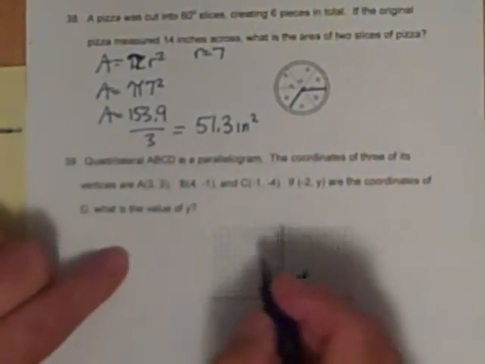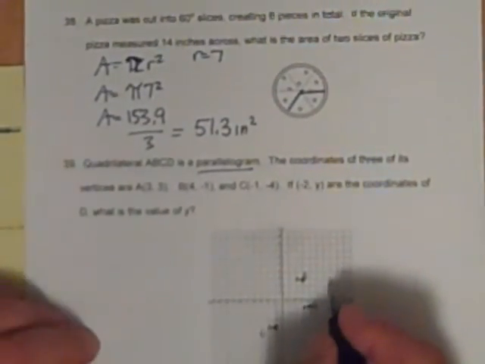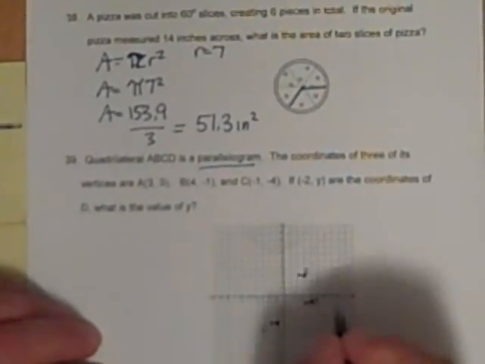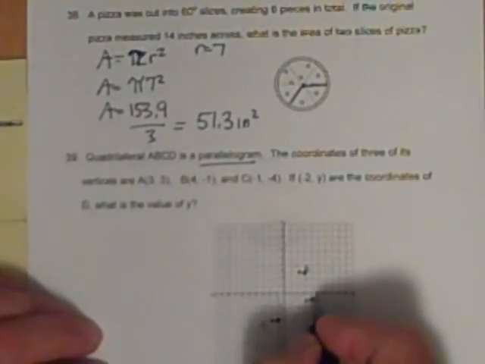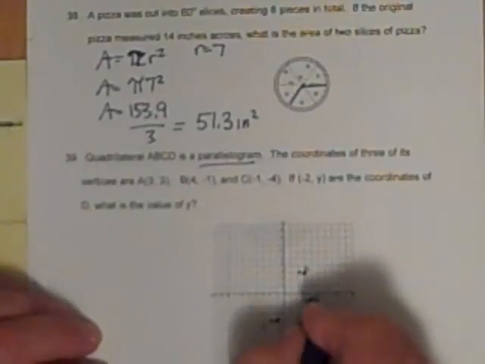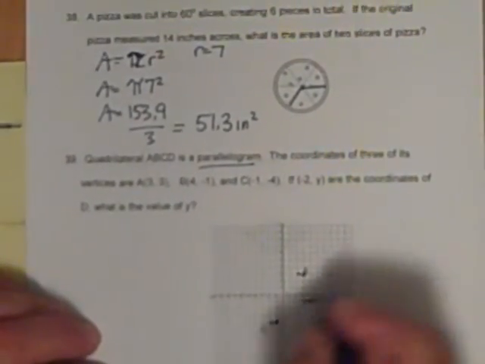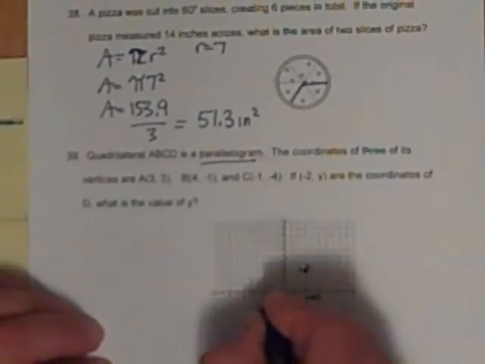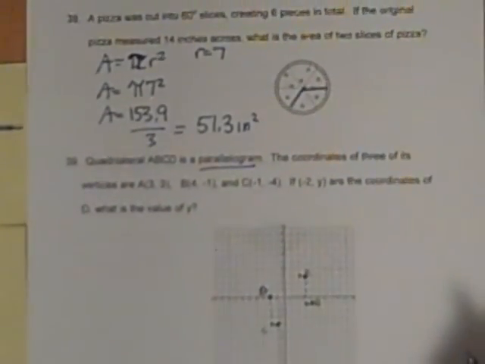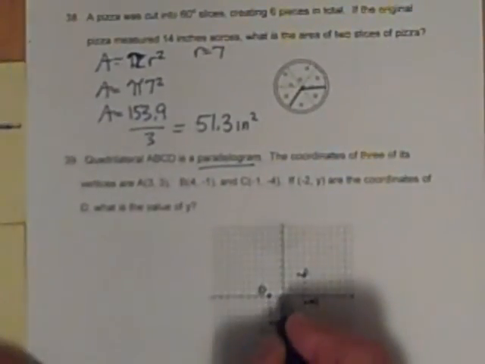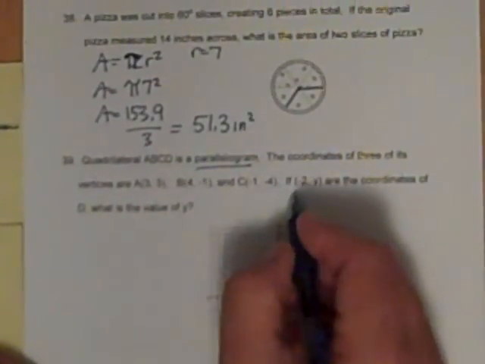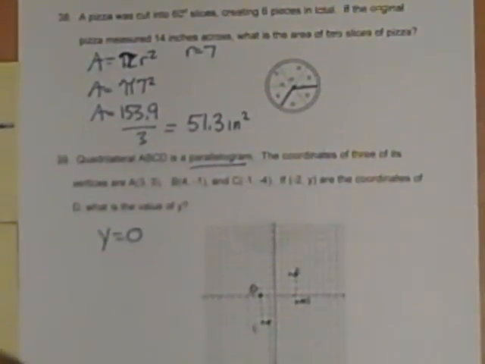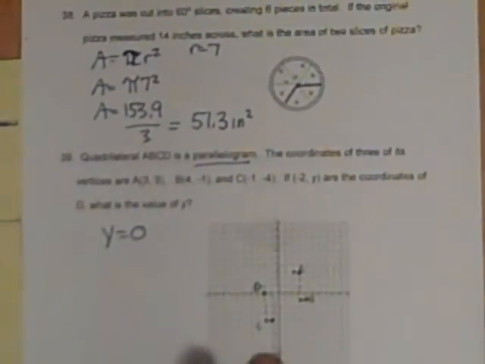Now, for it to be a parallelogram, opposite sides are parallel, so we're going to find the slope of this one and match it over here, and that'll tell us where our other point's going to be. So we get from B to A, we're going back 1 and up 1, 2, 3, 4. Over here we're going to go back 1 and then up 1, 2, 3, 4, and so point D is going to be right there. And that's at -2, 0, and -2y are the coordinates, so y must equal 0. And that's number 39.